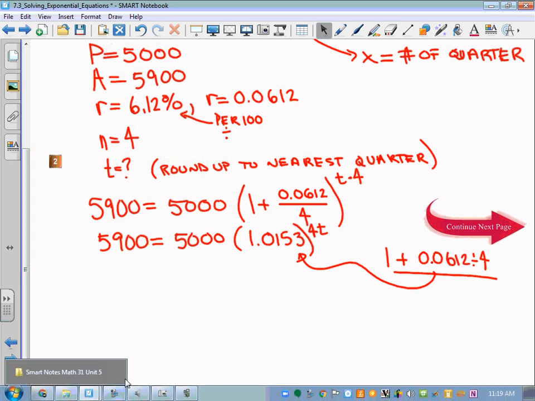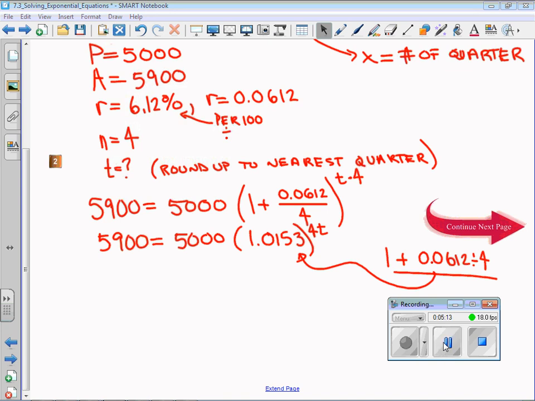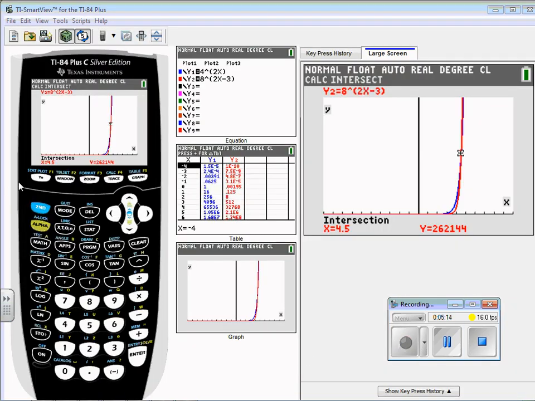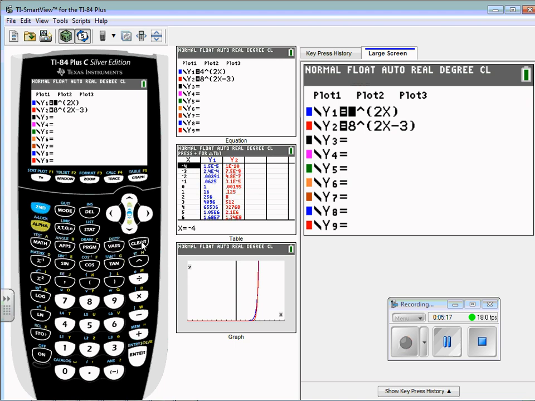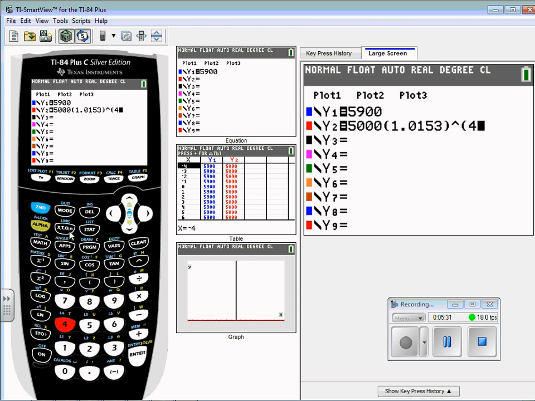All right, we're going to solve this with our calculator. So grab that again. And we need to type our functions in. So I'm going to go back to my y equals and get rid of example 2 there. And I'm just going to put in the left side of the equation, which was 5,900, and the right side of the equation, which was 5,000 times 1.0153 to the power of, and in our friendly bracket, we have to put 4x. Right? Putting 4t, the calculator will recognize t as a stored number. It will not graph anything.